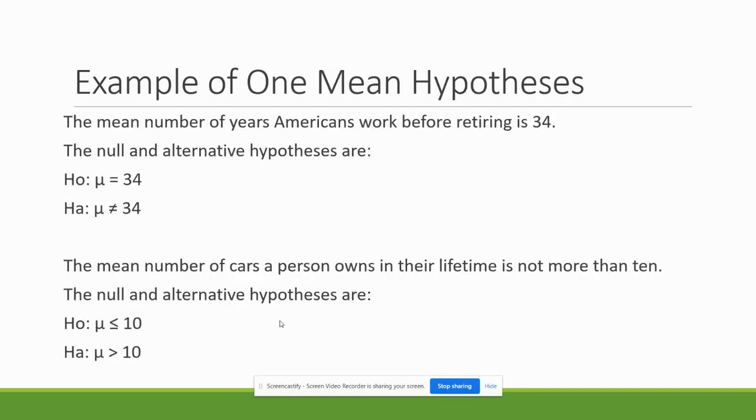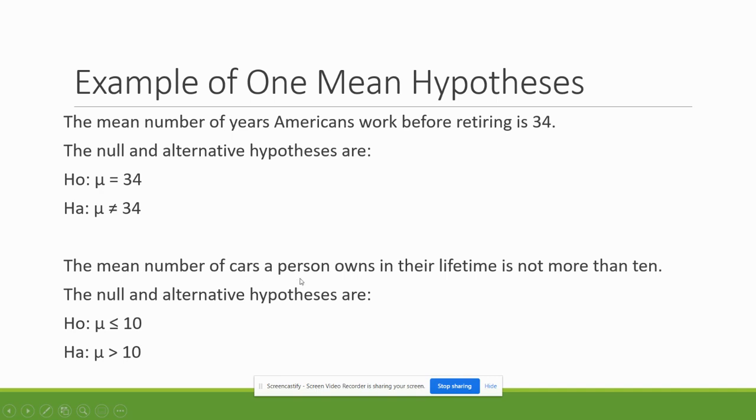So let's do some examples. The mean number of years Americans work before retiring is 34. So I'm saying is, which means it's equal. So then I'm going to write my null as the mean equals 34. And again, remember, the equal sign is in the null hypothesis. Because this equal sign is here, that means my alternative is not equal. So the alternative hypothesis is the mean is not equal to 34.